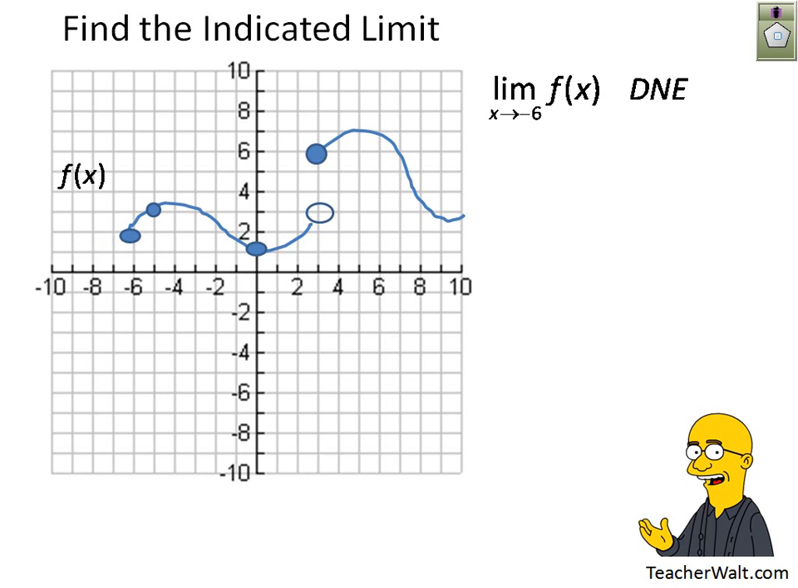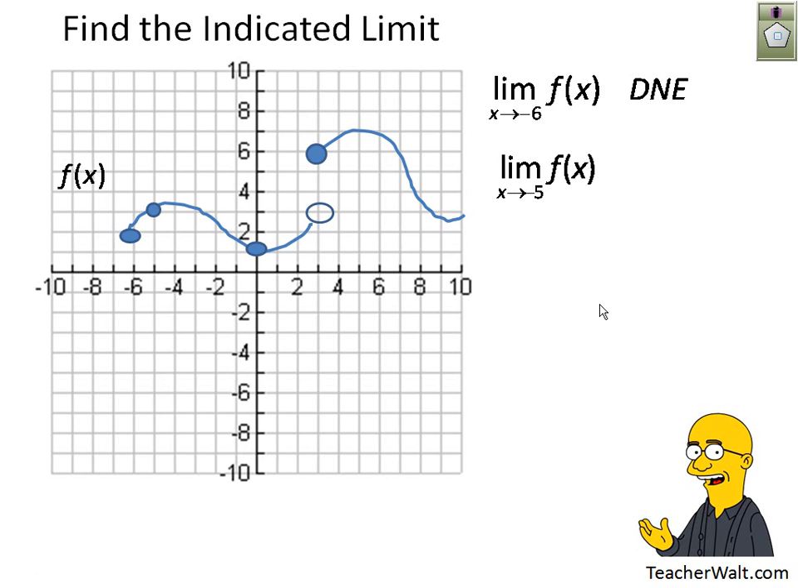The reason it doesn't exist is because for a limit to exist, from the left and right, it has to have the same end-up destination. And it doesn't there. It begins over here at the left. It doesn't have anything that's approaching. Okay, let's look at something else.